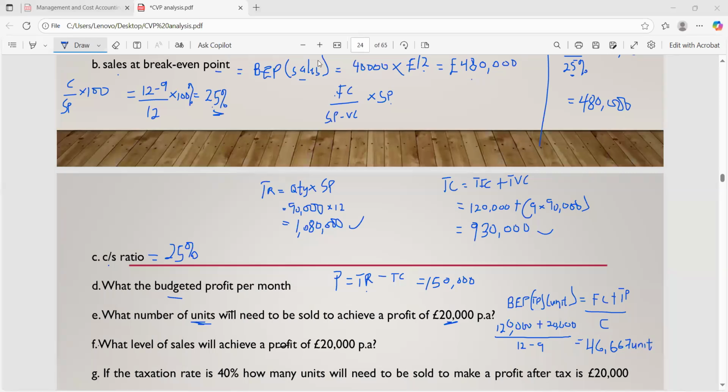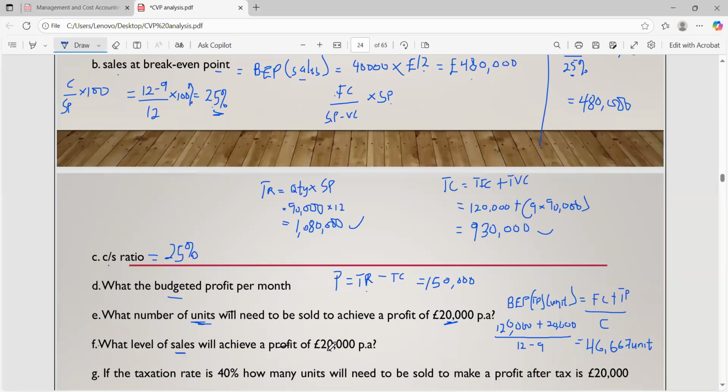I believe you can do justice to the next question. So 46,667 units. It is asking you the level of sales when targeted profit is given. So it is the same formula, just multiply by the selling price. Whatever you've determined as the units, multiply by the selling price. So 46,667 by the selling price of 12. Please, what do you have?